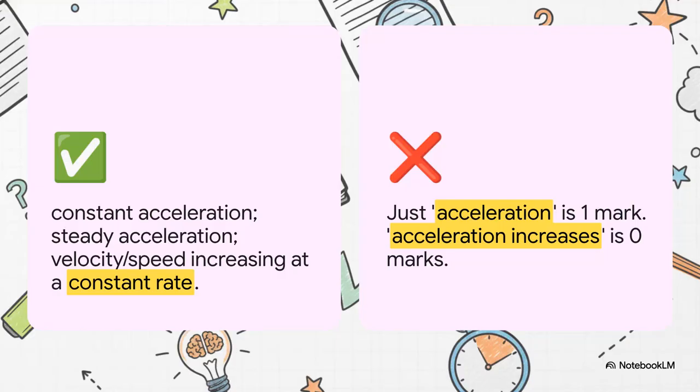Now, this is where it gets really interesting. Look at the level of detail here. The scheme is flexible. It'll let you use synonyms like constant or steady acceleration. You could even get away with velocity increasing at a constant rate. But here's the thing. You've got to watch out for the pitfalls. Just writing the word acceleration on its own, that only gets you 1 mark. And writing acceleration increases, that gets you a big fat 0. That's a classic mistake, mixing up the acceleration with the velocity.